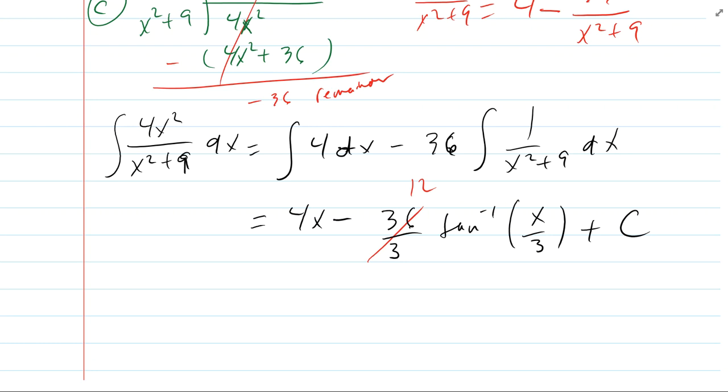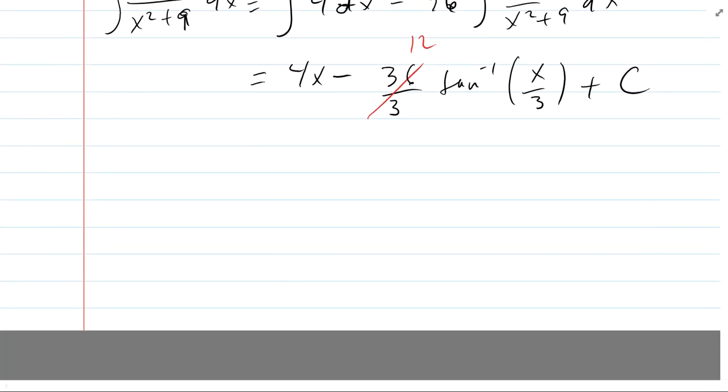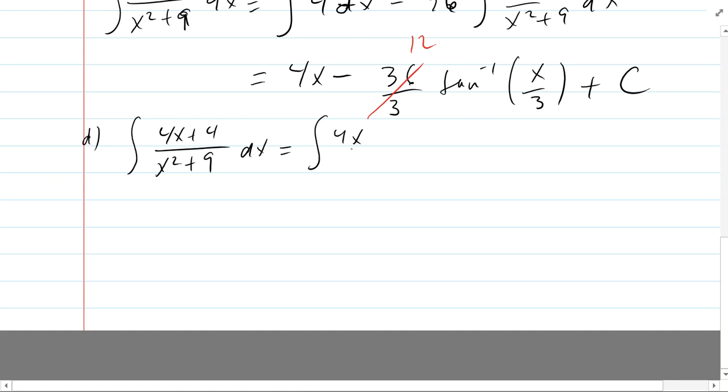And for our last one, D, can I break that into two fractions? I have two things on top, keep the whole denominator. So I'm going to change this from 4x plus 4 over x squared plus 9 dx, and that is going to equal the integral of 4x over x squared plus 9 dx plus the integral of 4 over x squared plus 9 dx. Have we done both of those already today?